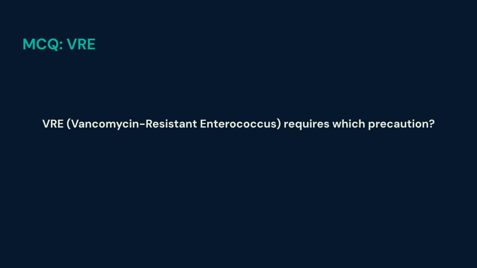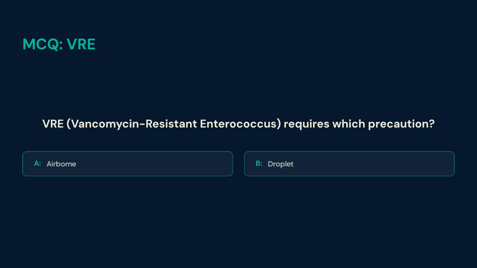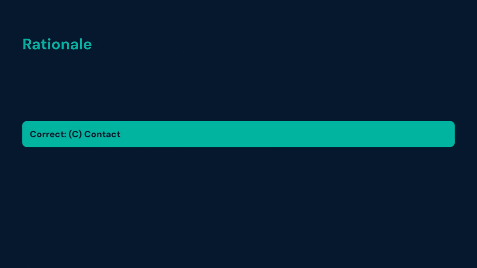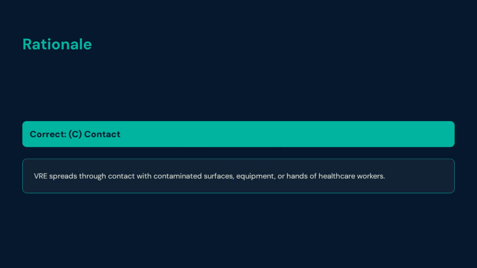VRE is next. VRE, or vancomycin-resistant enterococcus, requires which precaution? A. Airborne, B. Droplet, C. Contact, or D. Standard? The correct answer is C. Contact. VRE is spread through contact with contaminated surfaces or objects, necessitating the use of gloves and gowns upon entering the patient's room.